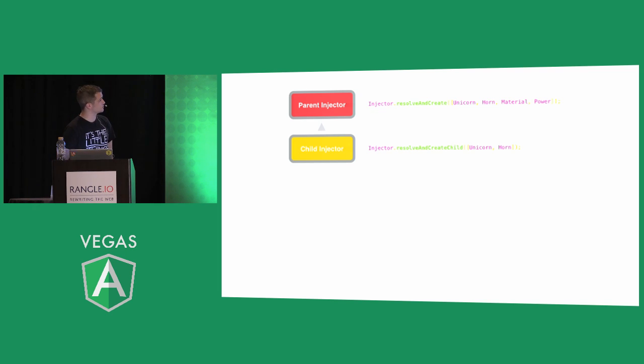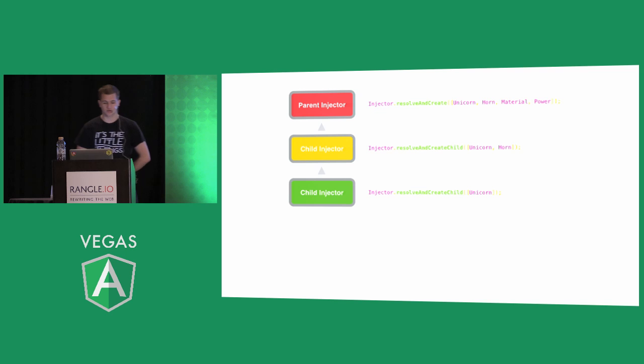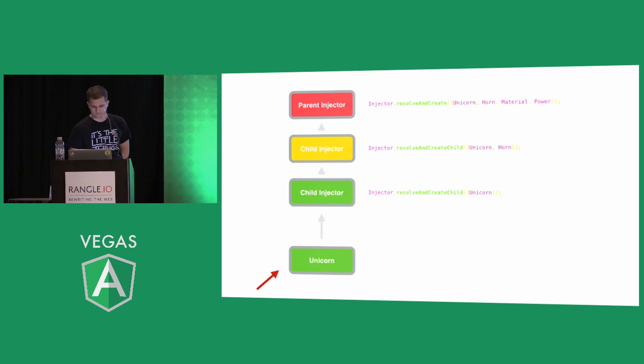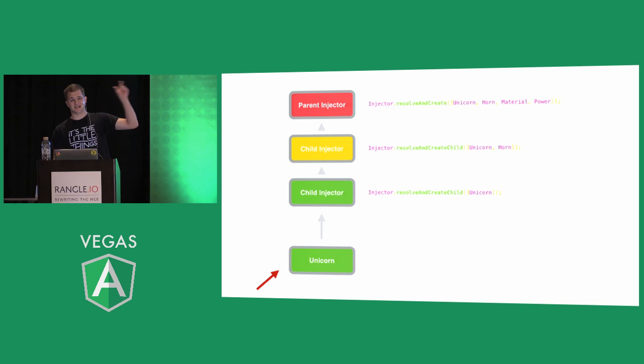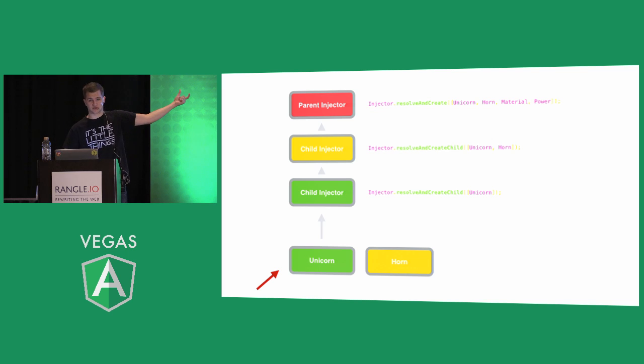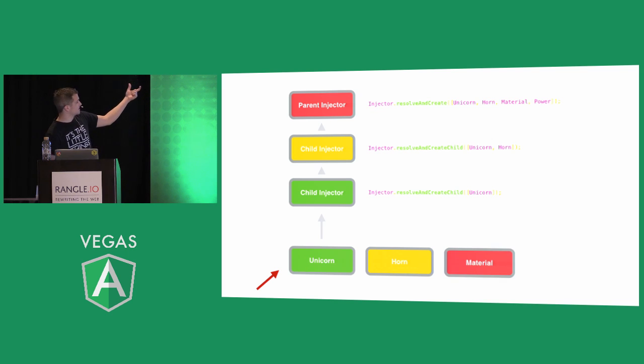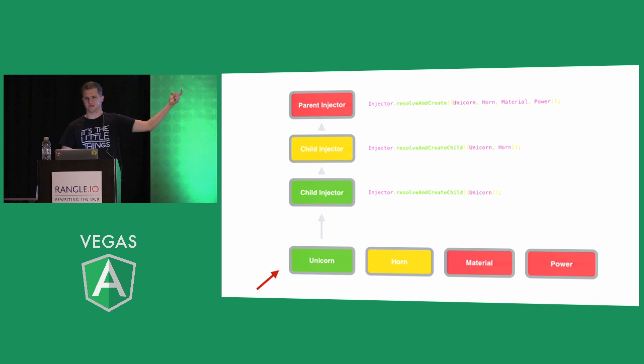What you can do is you can pass resolve and create child, and you can give it a different set of bindings. So here we're calling that with unicorn and horn. Then we're going to make a child of that child with just a unicorn. Now say we wanted to make a new instance of unicorn. Well, it's going to give us the unicorn from that last child because that was the last time it saw the unicorn binding. It's going to get the horn from the second child because that was the last time it got a fresh horn binding. And then it's going to make the material and the power from the parent injector because those are the only places it can find it.